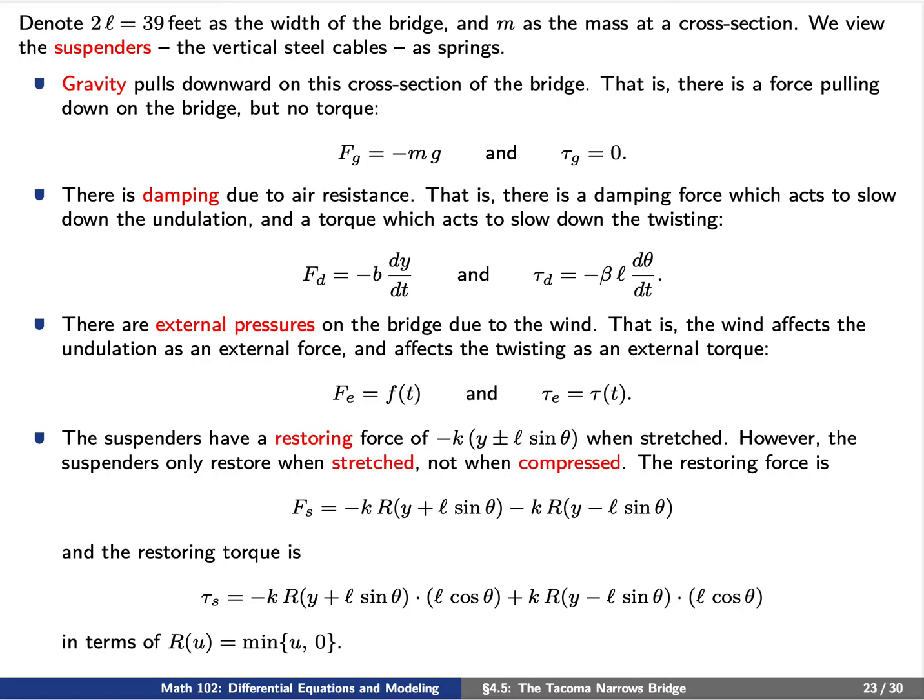And the restoring torque, tau sub s, will be proportional to the actual length by which the concrete road is twisting. So in this case, it's negative k times r, evaluated at y plus L sine theta, times the length, L cosine theta, plus k times r, evaluated at y minus L sine theta, times the length, L cosine theta. Notice that all of this is in terms of this function, r of u, which is the minimum of u and 0. In other words, r of u is equal to u when u is negative, but r of u is equal to 0 when u is positive.